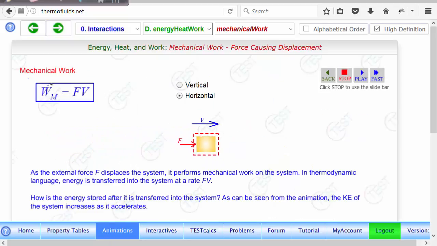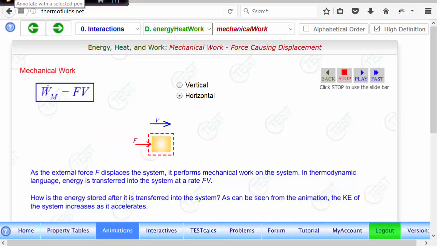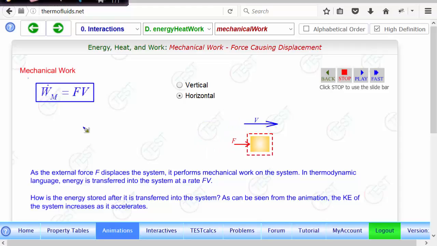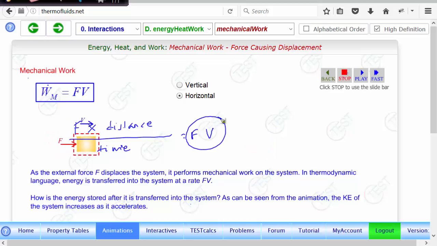So this is the power I was talking about, the mechanical work. In this case, we can see that it is force times velocity. Why? Because we can say force times distance per unit time, and that's equal to force times velocity. So that's the rate at which work is being transferred, and that's the mechanical work.